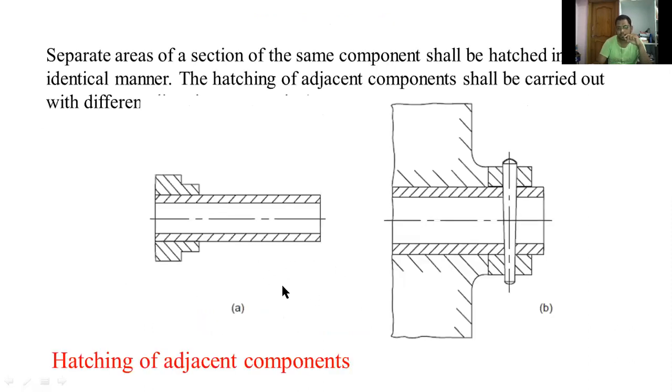Yeah, this is the example for hatching of adjacent components. Separate areas of a section of the same component shall be hatched in an identical manner. The hatching of adjacent components shall be carried out with different hatching. So here this one is one part and this one is another part. For this part I am drawing left side hatching. For the outside part I am drawing right side hatching.